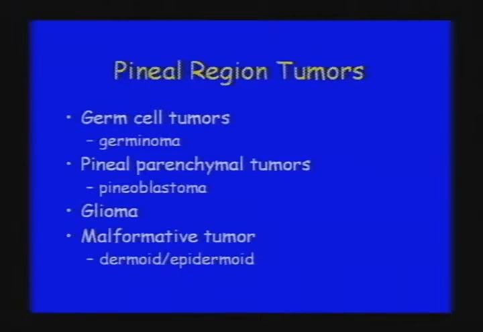Well, you can have germ cell tumors, the most common of which is germinomas. You can have pineal parenchymal tumors, the most common of which is a pineoblastoma or primitive neuroectodermal tumor. Those are the same thing. You can have gliomas, and you can have malformative tumors such as dermoids or epidermoids.